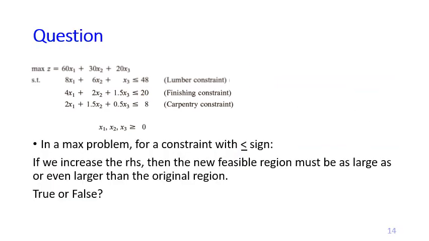So here's a question to check your understanding. In a maximization problem, for example, the Dakota problem, for a constraint with less than or equal to sign, for example, the lumber constraint, here's the statement. If we increase the right-hand side, then the new feasible region must be as large as or even larger than the original feasible region. Is this statement true or false? I will give you time to pause the video and think, and then I will give you the answer after that.